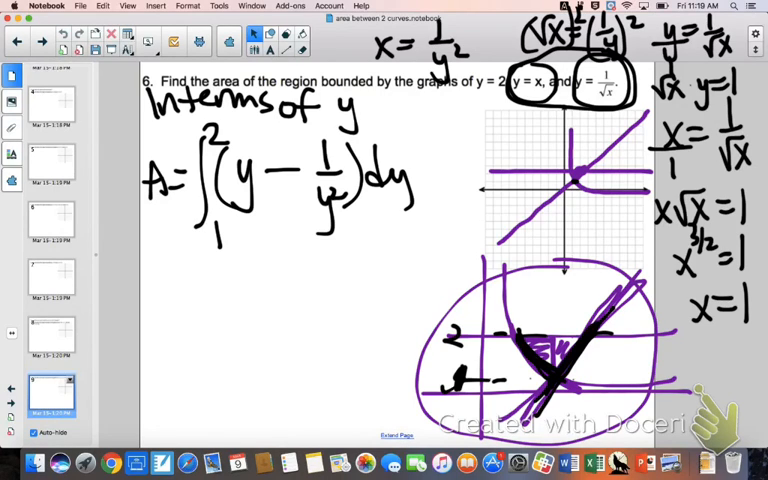Okay, integrate that, and you get 1 as your answer. Okay, your area equals 1.